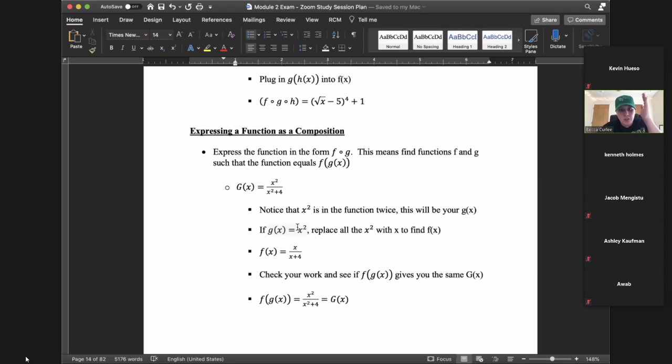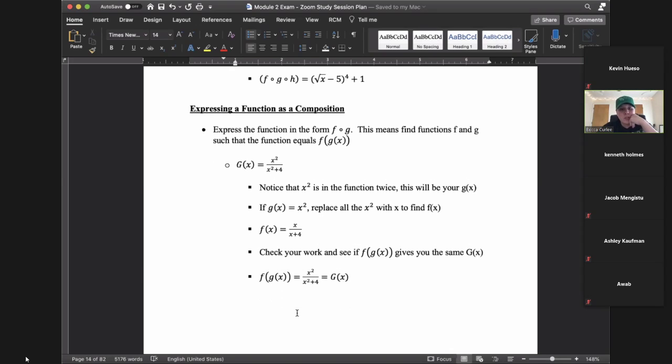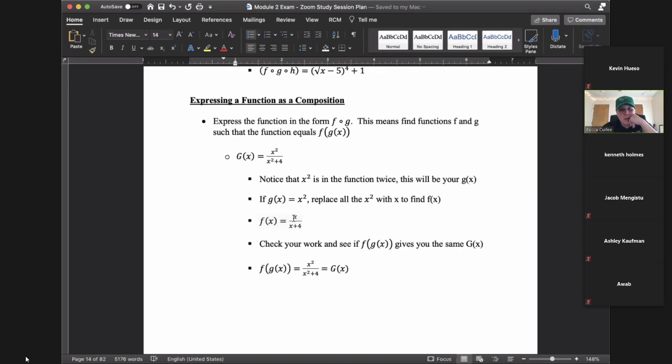So notice that x squared is in the function twice. So that could be like a placeholder, since that's in there twice. So say that g of x equals x squared, then replace all the x squared with x to find f of x. You can kind of play around with it a little bit. Say that f of x was x over x plus 4. You can go back and check your work to see if f of g of x gives you the same function. So if g of x was x squared, and we plugged it into this f of x, then we would get x squared over x squared plus 4, which is the same thing as the original function.